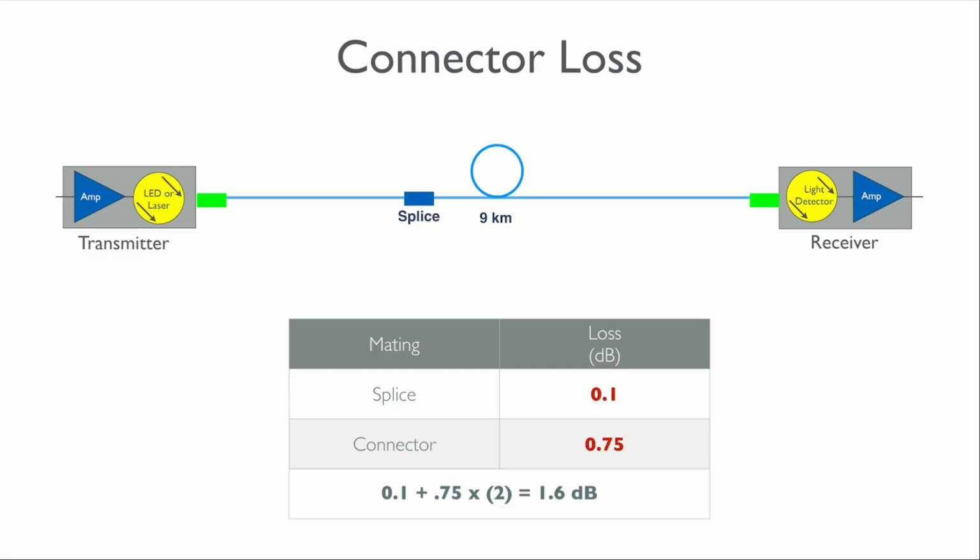In this example, there is one splice that loses 0.1 dB and two connectors which lose 0.75 dB each. The total loss of the splice and the connectors comes to 1.6 dB.